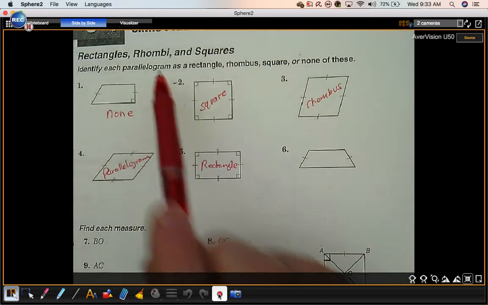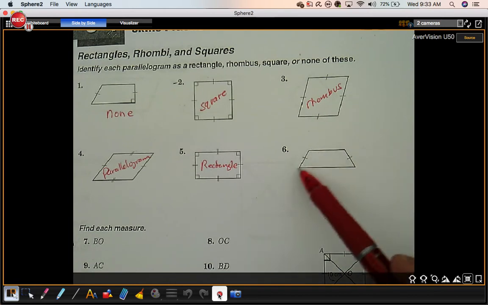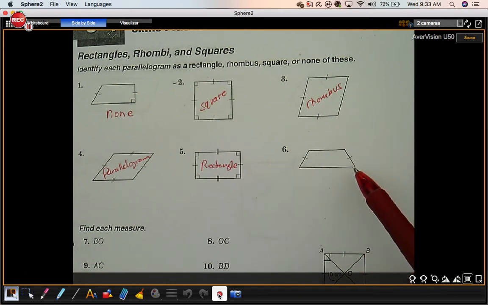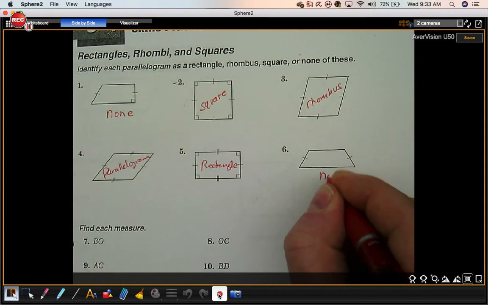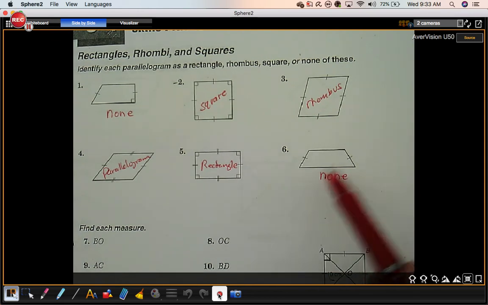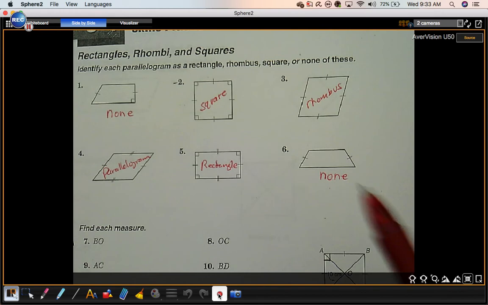Number 6, again, they're telling you that's a parallelogram. These sides are not parallel. So again, it's not good to judge on appearance, but there's no marks here that's going to indicate that it's any special type of parallelogram. I'm just going to put none.